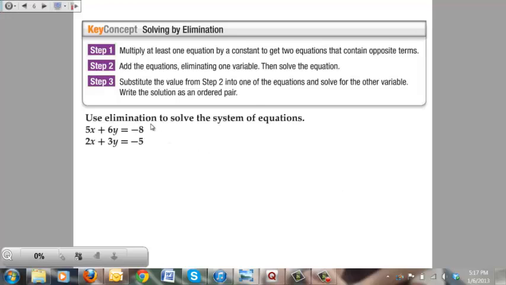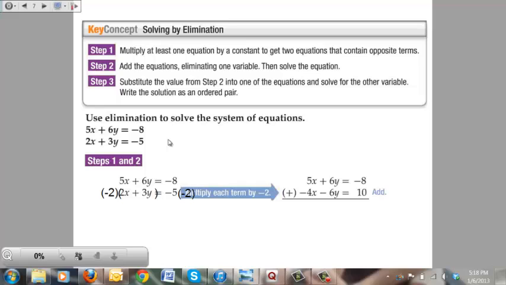Take this problem here. You've got 5x plus 6y equals negative 8, 2x plus 3y equals negative 5. If you look, 6y and 3y have a common factor of 3. So if we were to multiply the 3 by negative 2, then you'd have positive 6y minus 6y, and these two would cancel each other out, leaving just your x's. But if I multiply the 3y by a negative 2, I have to multiply everything on the left by a negative 2, and everything on the right by a negative 2. And it's going to look like this.